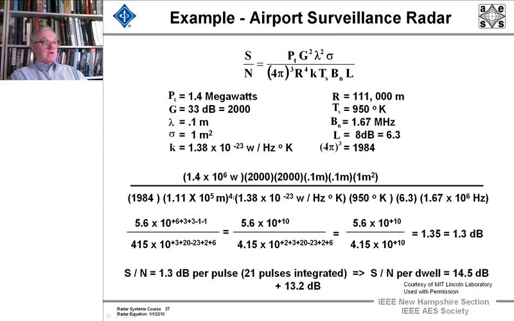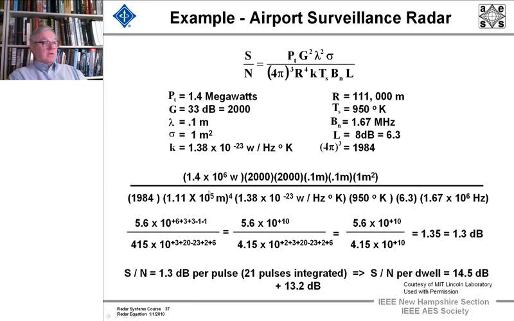And we give that to the 4th power. Then Boltzmann's constant, followed by the noise temperature, the system temperature in degrees Kelvin. And then the losses, which we usually talk about in dB, in natural units, that 8 dB transforms to 6.3. And then the bandwidth, the noise bandwidth, is 1.67 megahertz. And here we have it out in hertz, so all the units will cancel out.